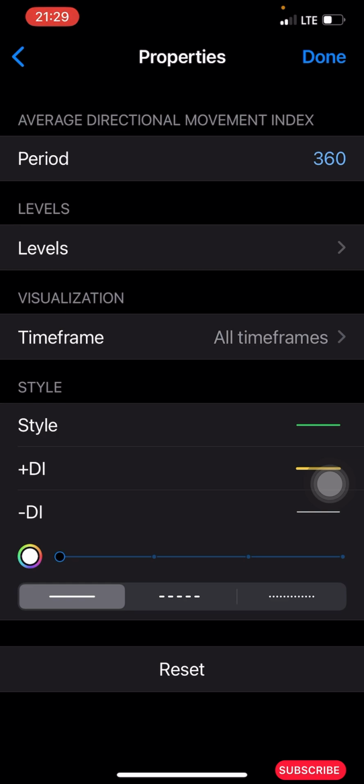the minus DI you make it color white, and you make it 2 pixel. Right, and after that you click on done.